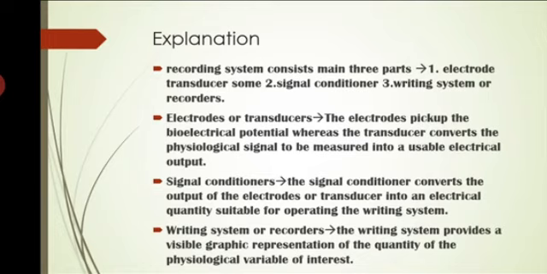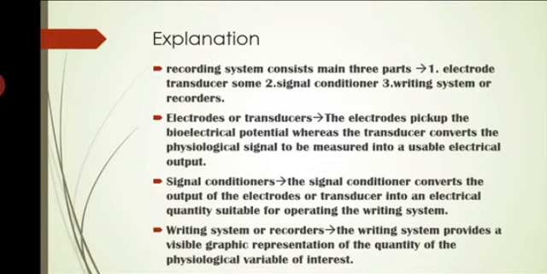The electrodes pick up the bioelectrical potential, whereas the transducer converts the physiological signals to be measured into the suitable electrical output. So using the electrodes, we can pick up the bioelectric potential signals of interest from the human body, and those picked signals are converted into the suitable electrical output. This output of the transducer is given to the signal conditioner.